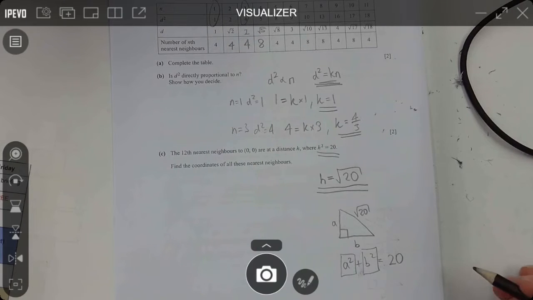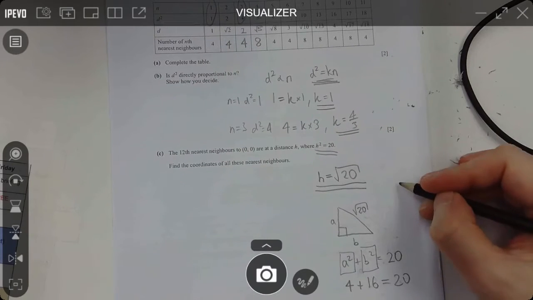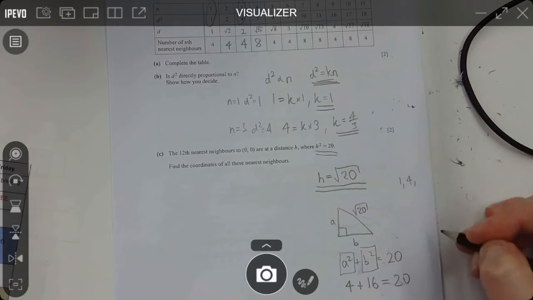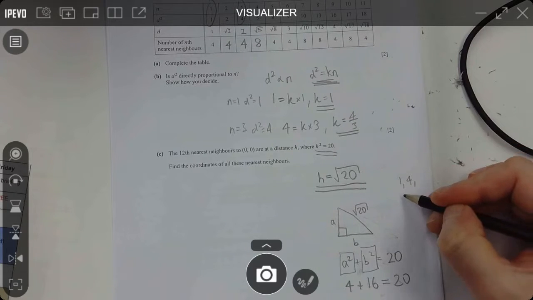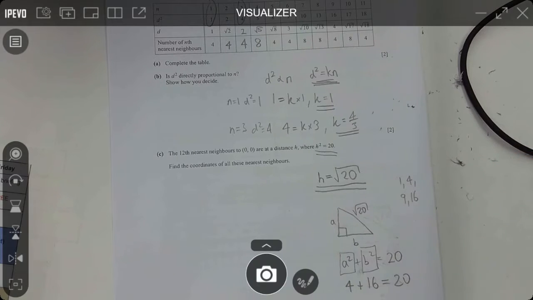But there aren't that many square numbers which are going to add up to 20. In fact, there are only 2. So we've already found our answer. They have to be 4 and 16. Those are the 2 square numbers which add up to 20. Because think about the squares: you've got 1, 4, 9 and 16 before you get to 20. So the only combination which is going to work is 4 and 16. So if a squared is 4 and b squared is 16, we then know that a is 2 and b is 4.